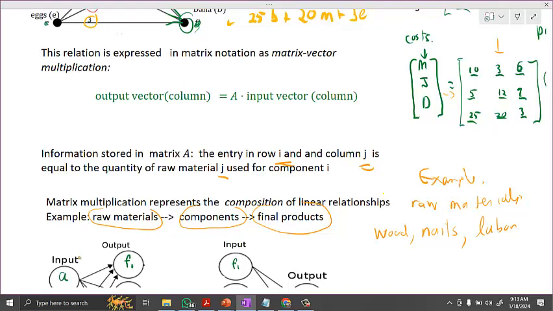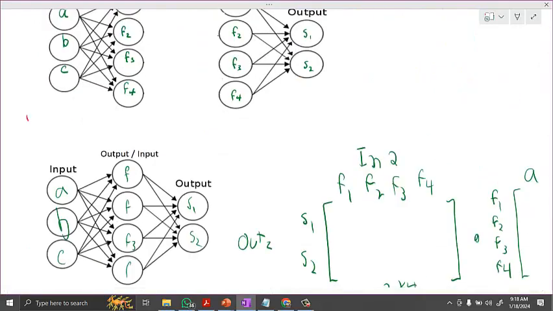Then I use these raw materials to make parts of the chair. I have the legs of the chair.